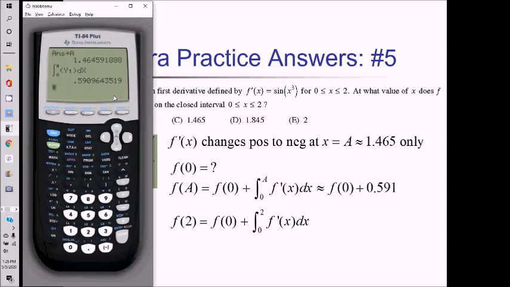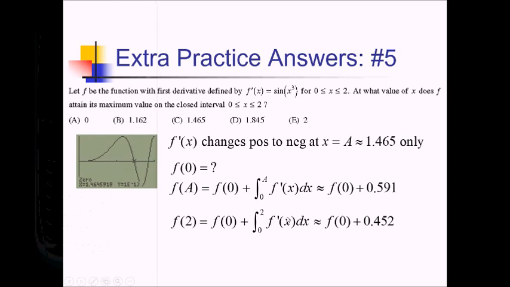So here I am on the calculator again. To save a little bit of time, I'm going to yank my input from before, and instead of going from 0 to a, I'm going to go from 0 to 2. And this comes out to 0.452. So this is f of 0 plus 0.452.